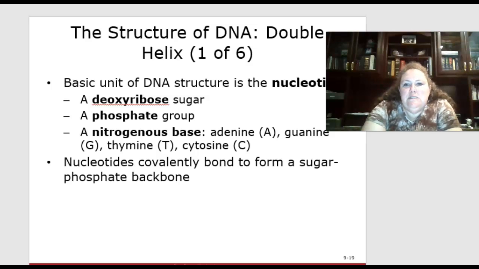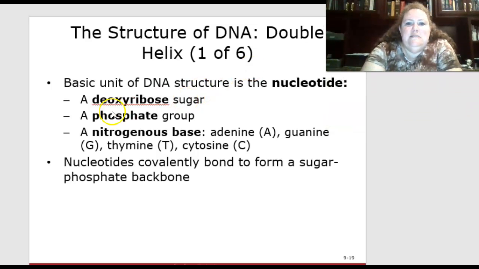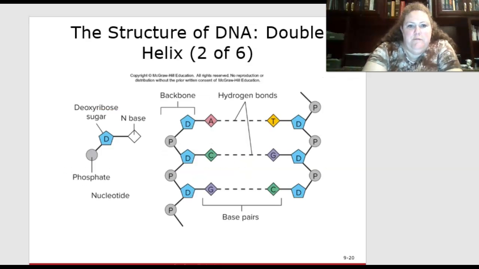So what is the structure of DNA? Well, this is that double helix. And so the basic unit of DNA is going to be the nucleotide. Okay, let me move out of the way. And this is a deoxyribose sugar and a phosphate group. And that's going to be your backbone. And then you have your nitrogenous bases, and those would be adenine, guanine, thymine, or cytosine. And these nucleotides covalently bond to form a sugar phosphate backbone.